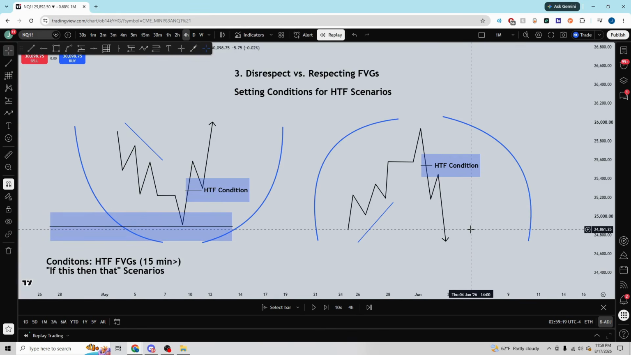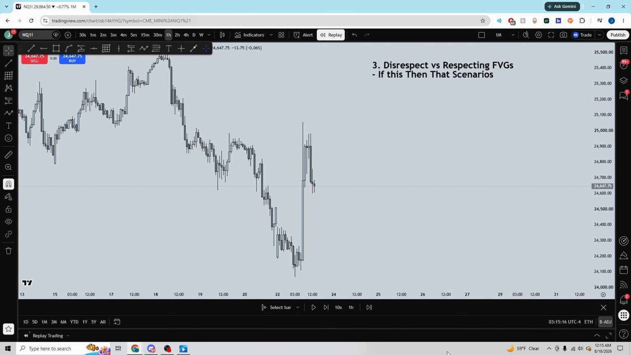So using the disrespect versus respecting framework, let's jump onto a chart example and see how we can use this in the live market. So now moving to our next chart example, we're going to apply everything we learned as well as this disrespect versus respecting framework. So as you can see on the high time frame, we distribute lower and then we suddenly have an expansion move higher where we print out this aggressive wick.